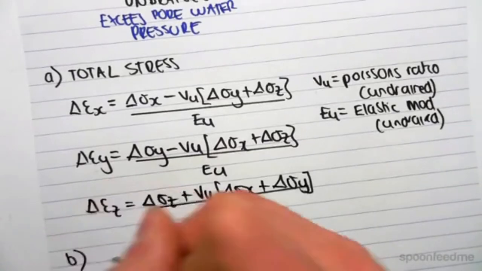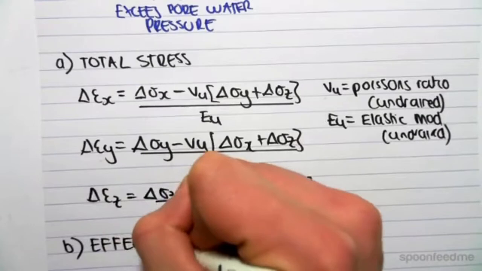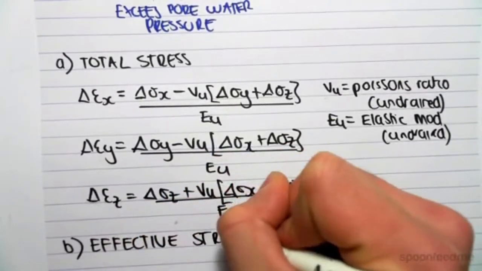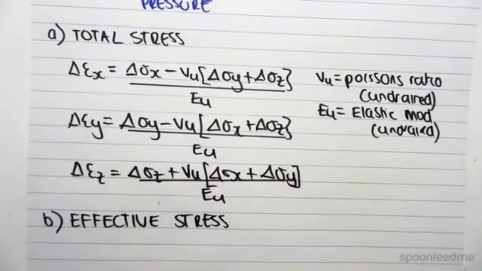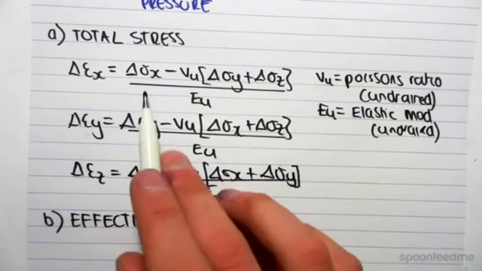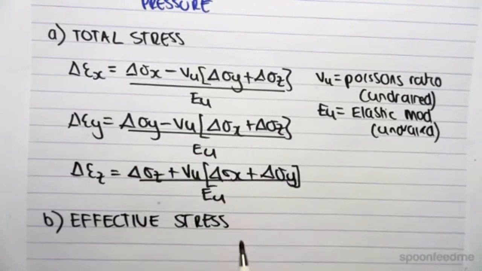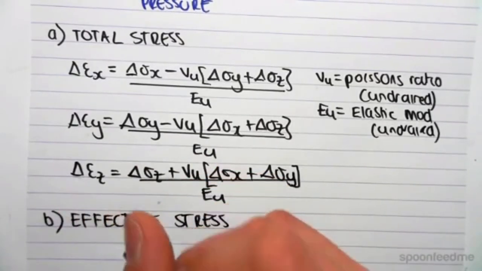The second method we could do is the effective stress method. Both these methods will give you the same answer. We just need to do both. So we're doing the effective stress now. You can see that all these values are in terms of total stress. So we need to put these in terms of effective stress, which means we need to find the change in pore water pressure.